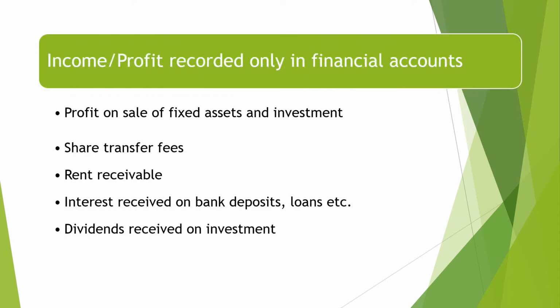The second reason is there are certain income or profits which are recorded only in financial accounts, like profit on sale of fixed assets and investment, share transfer fees, rent receivable, interest received on bank deposits, loans, etc., dividends received on investment. All these items are profit or income which are recorded only in financial accounts. But these items are not included in cost accounts. As a result, profit as per financial account increases, whereas profit as per cost accounts decreases.